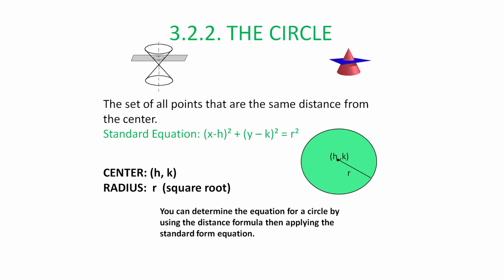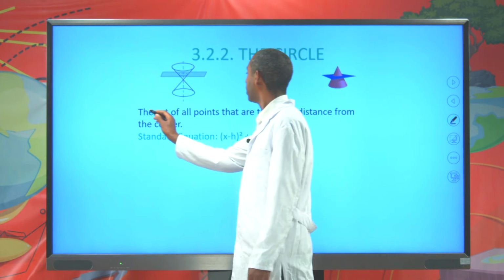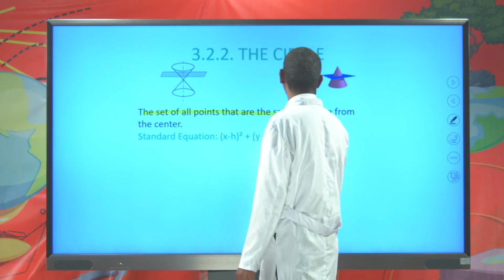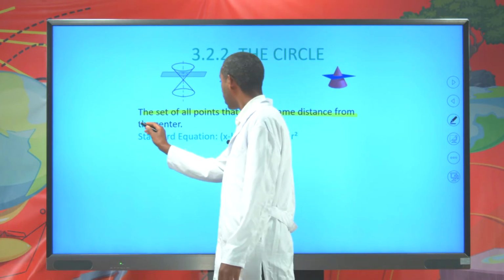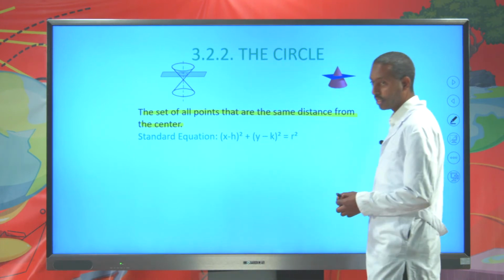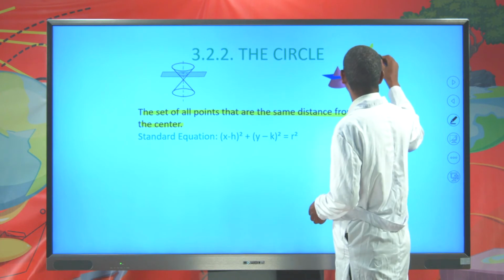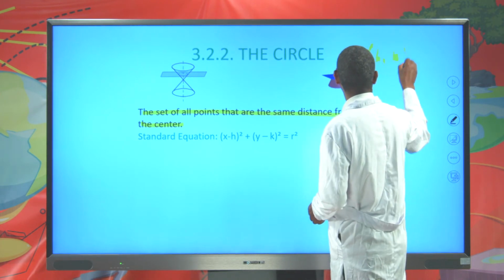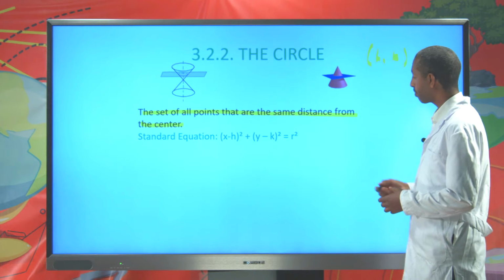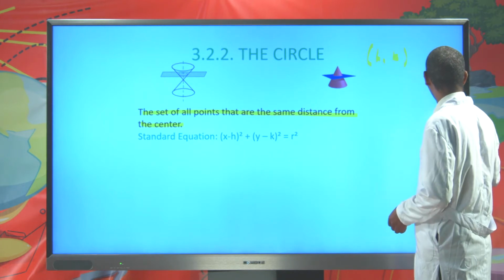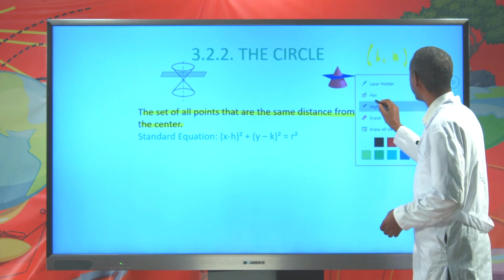We already defined what a circle is. This is how it is formed from conic sections. It is the set of points that are the same distance from the center. And the center, as I mentioned before, we may represent using the variables h, k. And this is the standard equation of a circle.